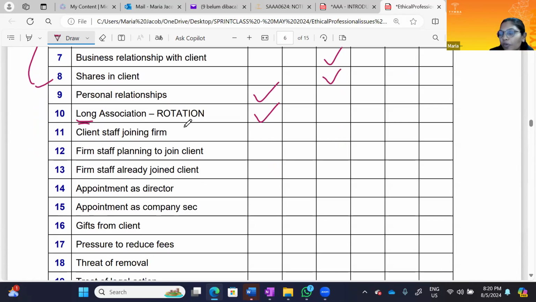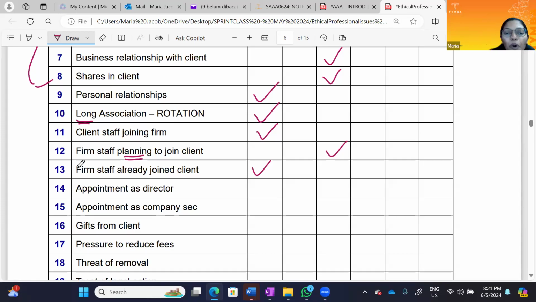Client joining the firm, what type of threat will it create? Familiarity. Yes, again, this is going to be familiarity, because when you join the firm, probably when you go back to audit the client, your friends are there. If you have firm staff planning to join the client, planning means what type of threat will it be? Self-interest. Yes, correct. If it is planning, haven't happened, then it is going to be self-interest. Now, if the firm staff already joined the client, I no longer have the interest. Right now, it will become a familiarity threat.